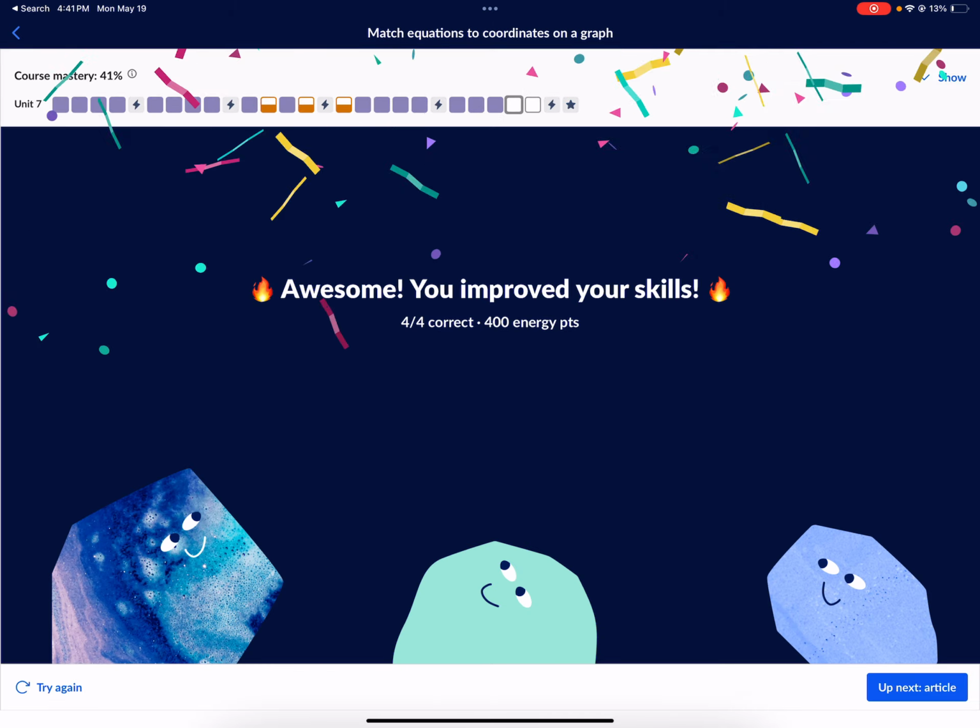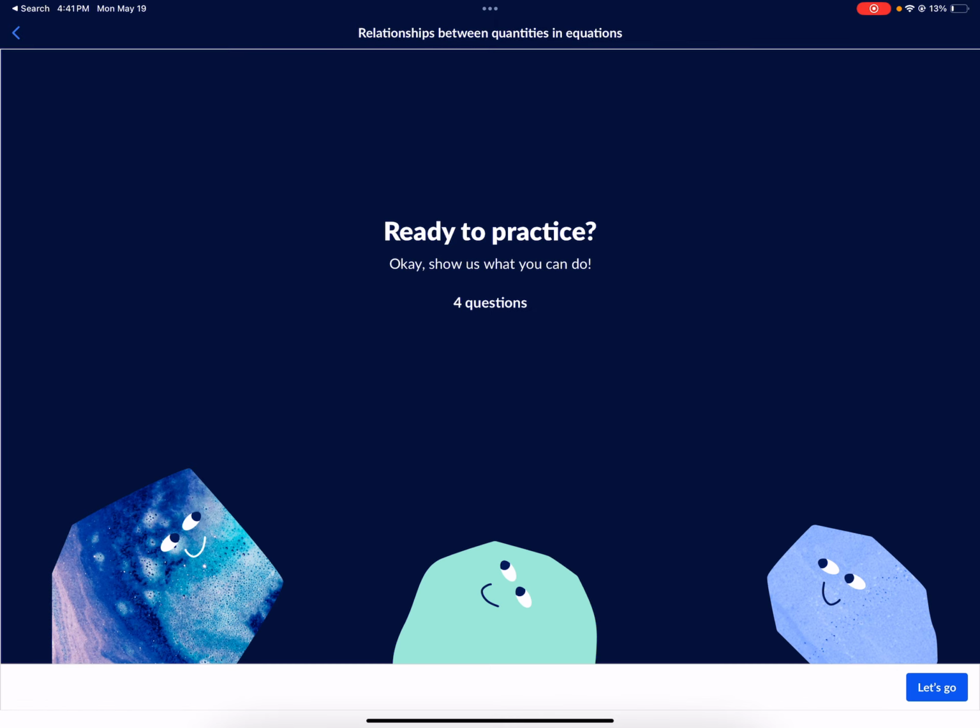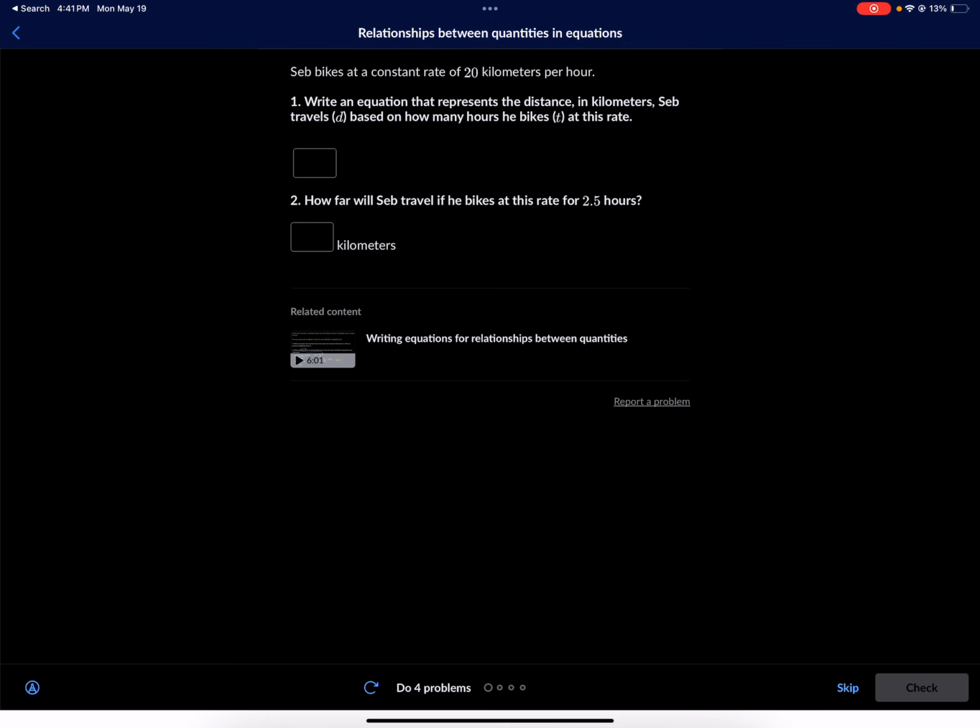Okay, moving on. Let's do this. Relationships between quantities and equations. Seb bikes at a constant rate of 20 kilometers per hour. Write an equation that represents the distance in kilometers, d, Seb travels based on how many hours he bikes at this rate.